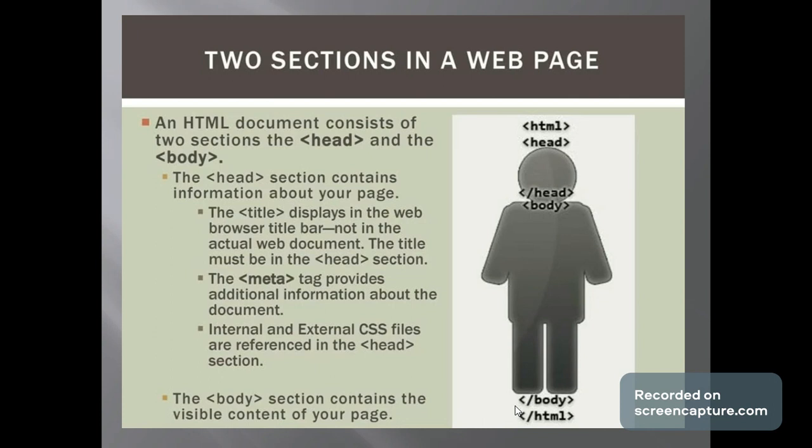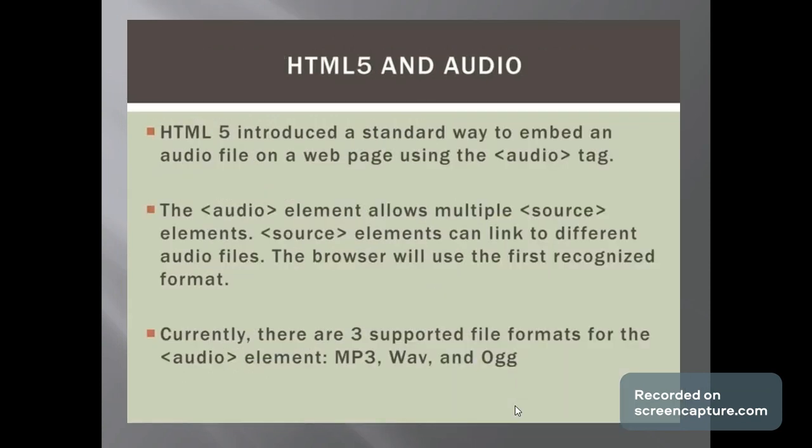The head section contains information about your page. The title displays in the web browser title bar, not in the actual web document. The title must be in the head section. The meta tag provides additional information about the document. Internal and external CSS files are referenced in the head section. The body section contains the visible content of your page. Here you will understand where the HTML head and body are located.